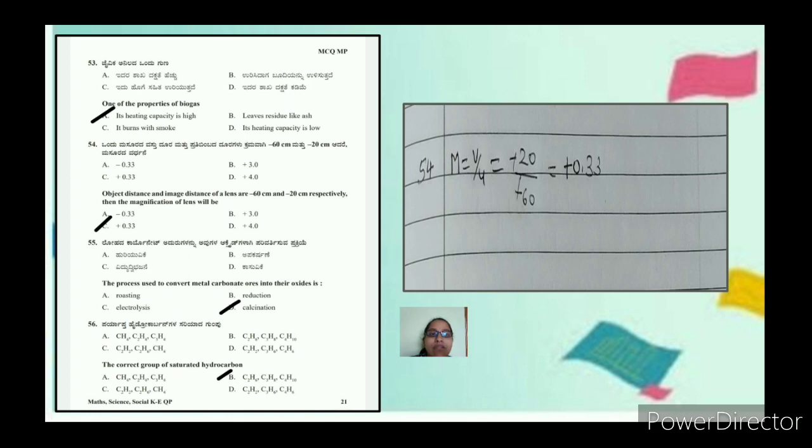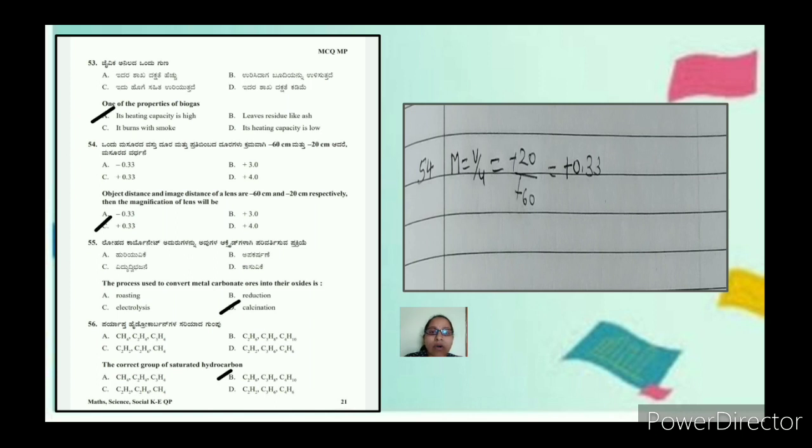Next, one of the properties of biogas. They have asked only one property of biogas which is correct. You need to answer it. So the options given are, its heating capacity is high, leaves residue like ash, it burns with smoke, its heating capacity is low. Biogas doesn't leave residue like ash. Its heating capacity is high is the answer.